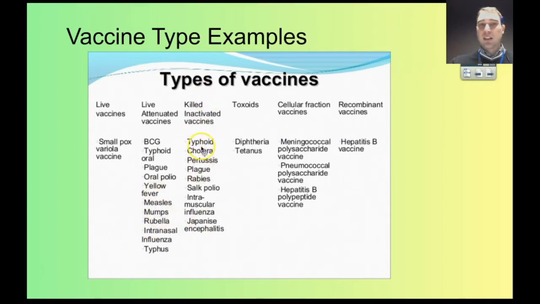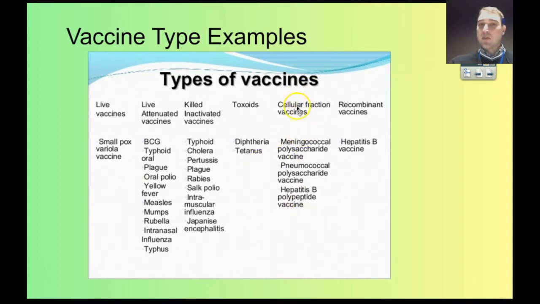Killed inactivated vaccines, this is where you're using chemicals or radiation to kill off the inside of the pathogen, but you leave the outside antigens okay, so that your body can react to those. So here's some examples, so typhoid, plague for example. Toxoids, so tetanus, like I said before, where rather than injecting you with a bacteria, they just inject you with the toxoid, the bit that causes the issue to your immune system. And that way your body gets used to that.